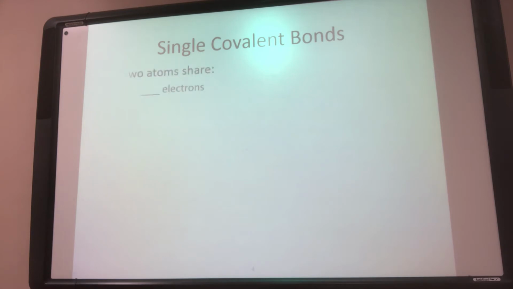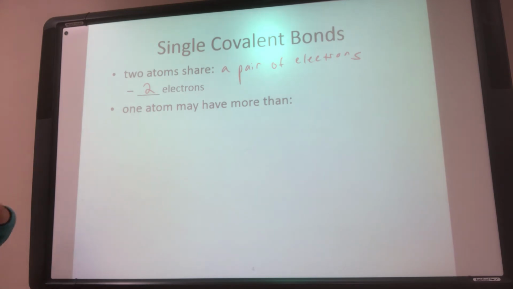The first are single covalent bonds. So if I have a single covalent bond, this is when 2 atoms are going to share a pair of electrons. So this is when 2 atoms share a pair of electrons. So a pair, it means 2 electrons.